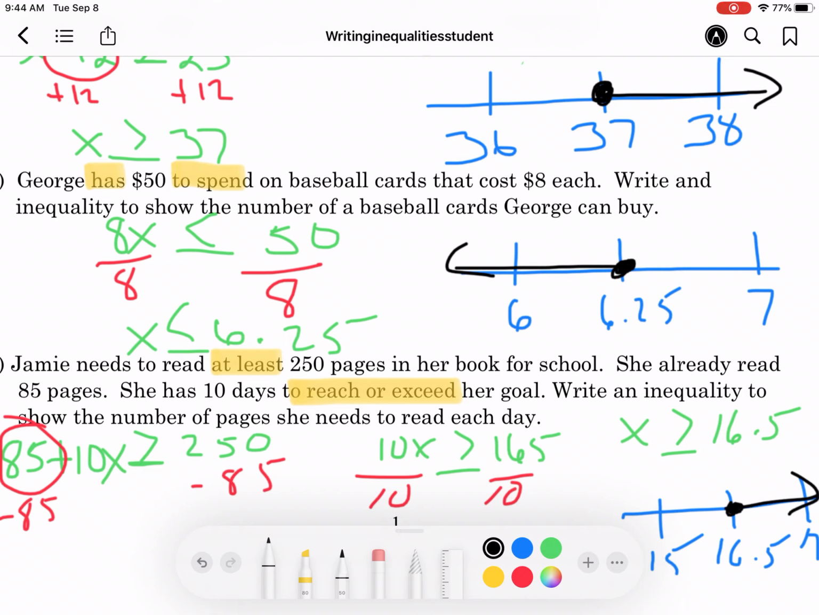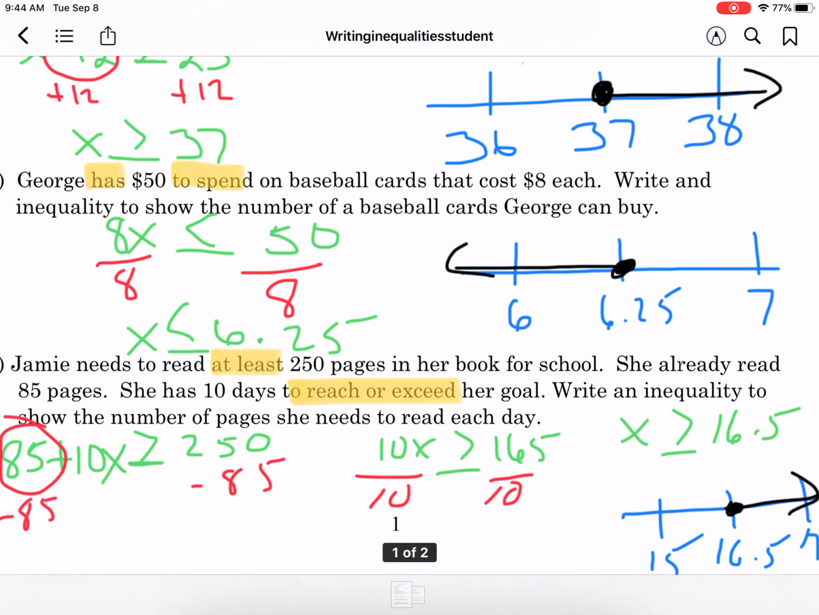Okay, so now your assignment tonight is to do page 2 of this, which is a lot like page 1. You have 4 that you're just going to write and 4 that you're going to solve as word problems.